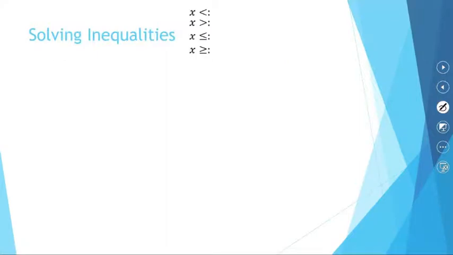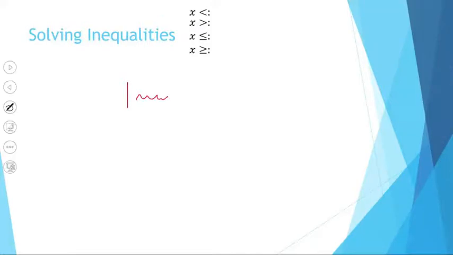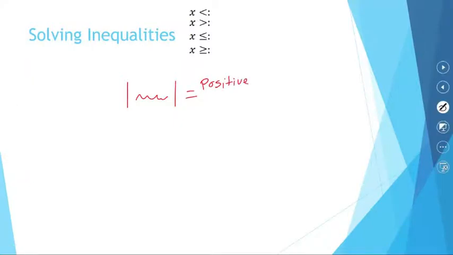All right, so moving on to inequalities. Well, actually, before I move on to inequalities, let's just backtrack to those absolute values. If you get to the absolute value of some stuff equals a positive number, then that means you're going to have two equations to solve, thus you'll have two answers, two solutions.